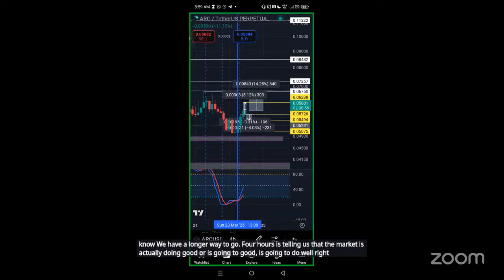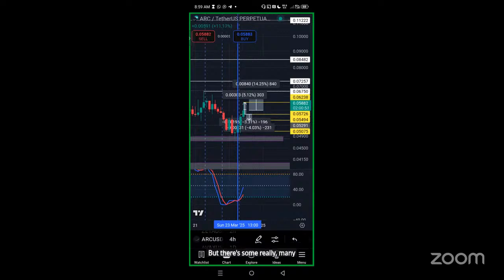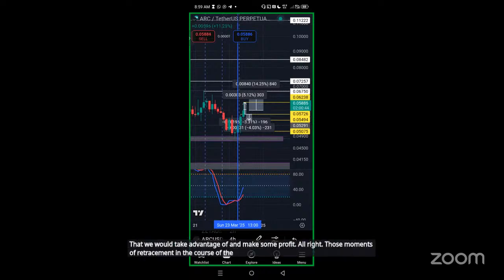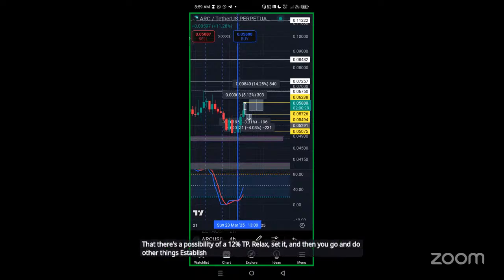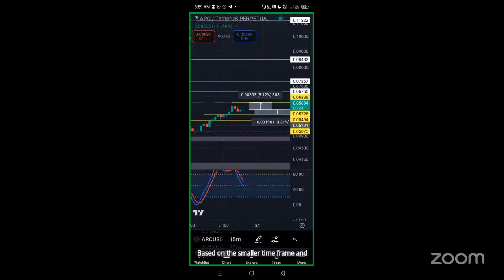But there are some mini movements that we could take advantage of and make some profit, all right? Those moments of retracement in the course of the build-up, other than taking the 12%. But if you're busy, don't mind about the mini movement. If you have identified that there's a possibility of a 12% TP, relax, set it, and then you go and do other things. Establish your margin call drops based on the smaller time frame and wait for your 12% to be achieved.